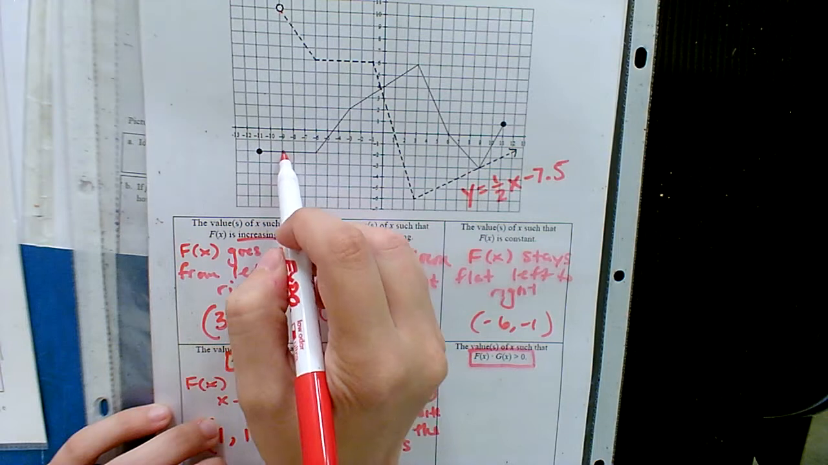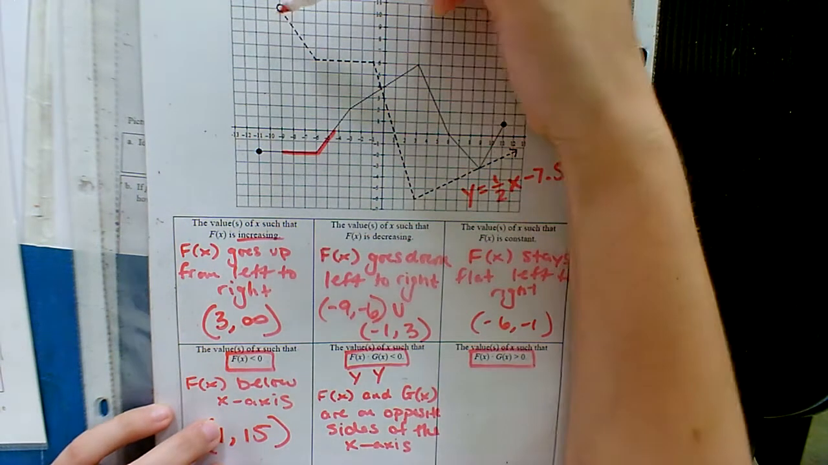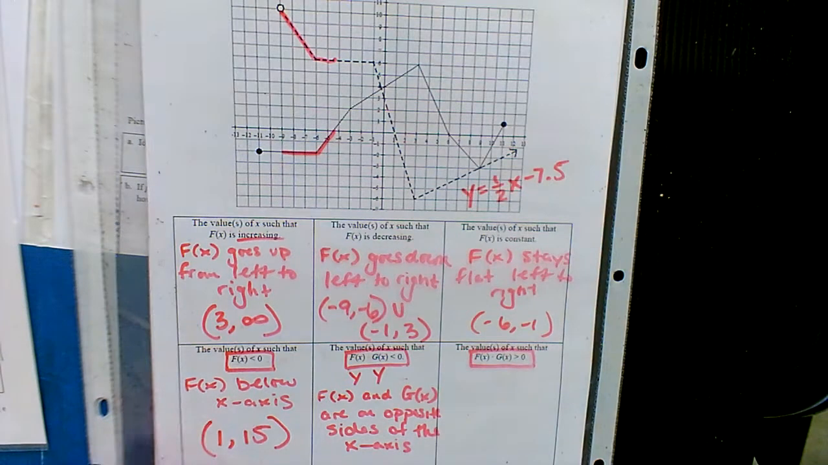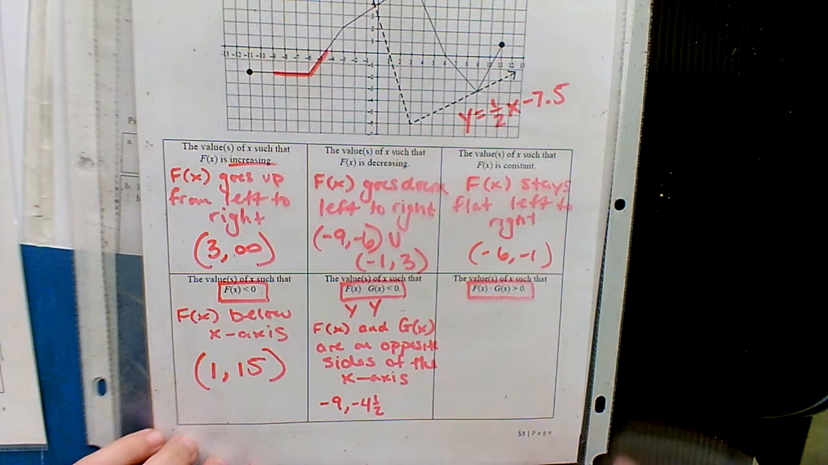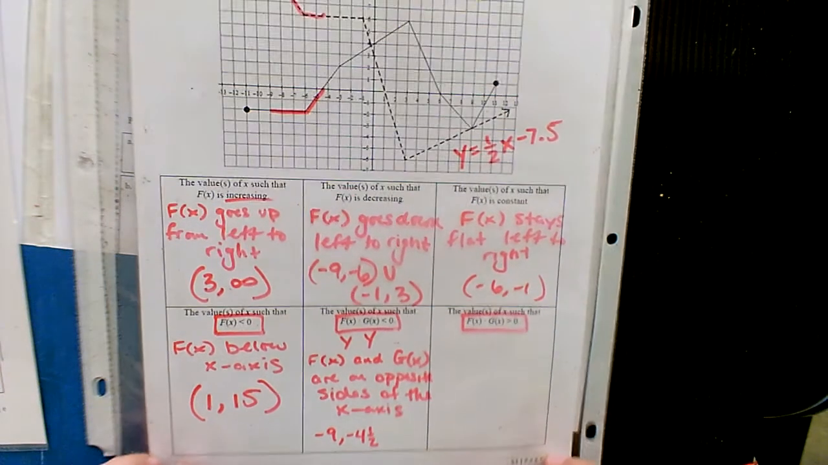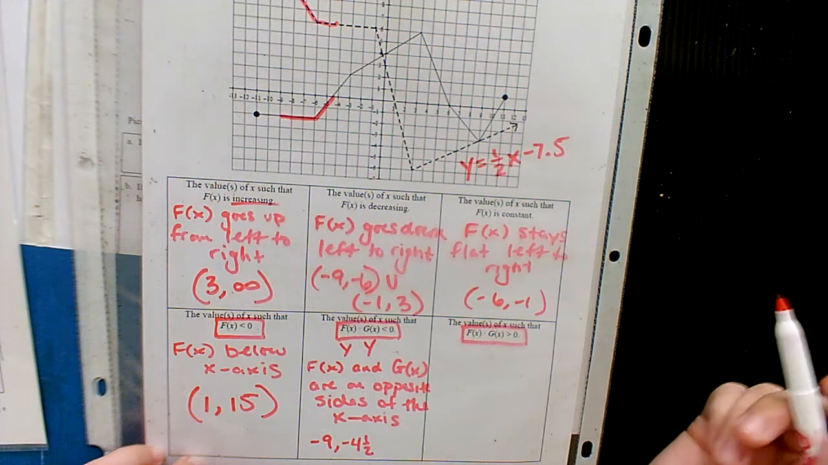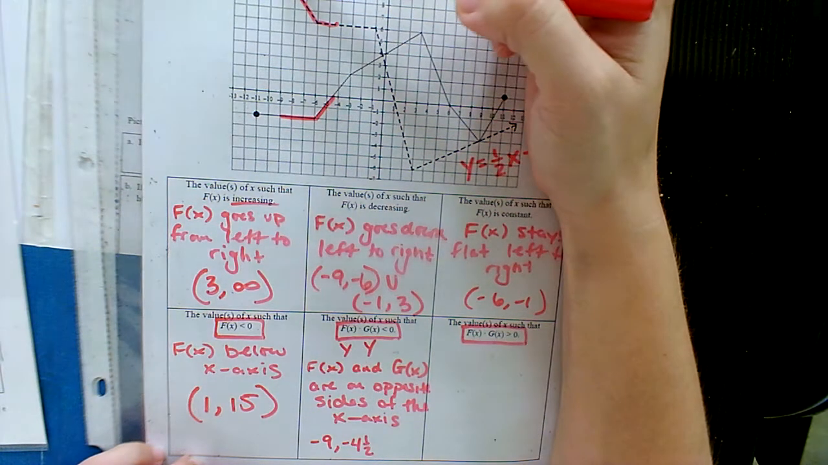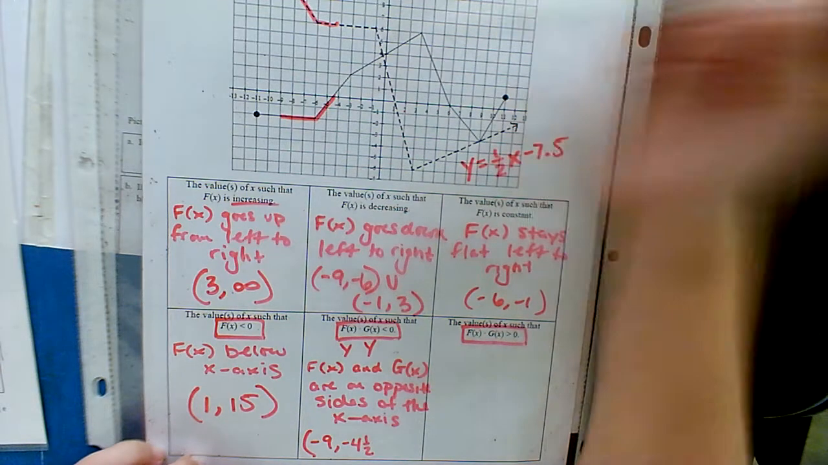Okay, so from -9 to -4.5, notice how the solid graph is below, whereas the dotted one is above. I like that. So we'll do -9 to -4.5. Brackets or parentheses is the question. What do you think? Parentheses. Why? Well, negative 9 is an open circle. Mm-hmm. And then negative 4.5 is on the x-axis, so then it'd be 0.